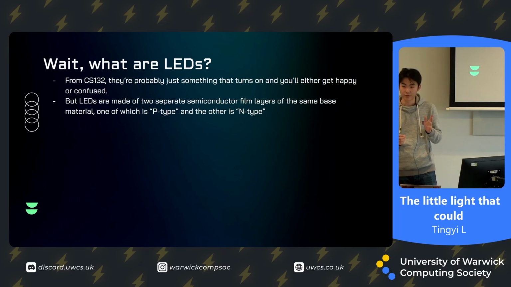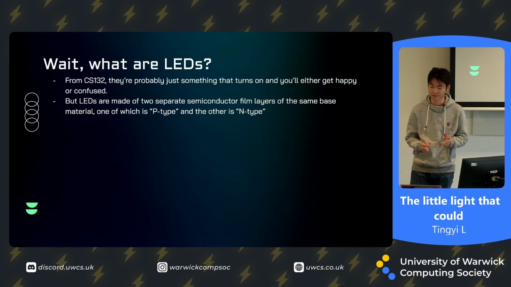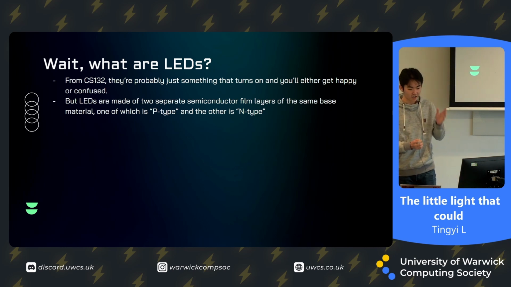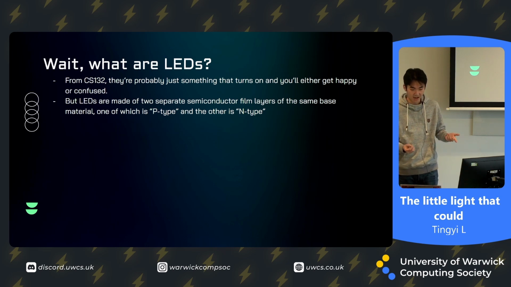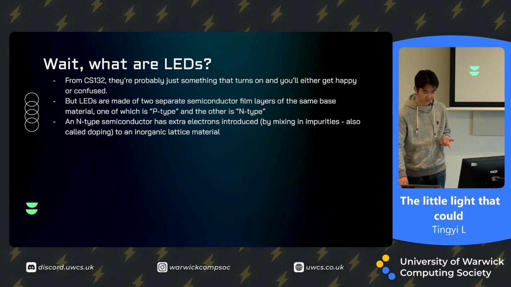LEDs are made of two separate semiconductor film layers of the same base material, one of which is N-type and the other of which is P-type. N-type has an extra electron doped in, by adding impurities to a silicon base, which gives it an extra free electron. P-type has free electron holes, a material with one less valence electron doped in, essentially.